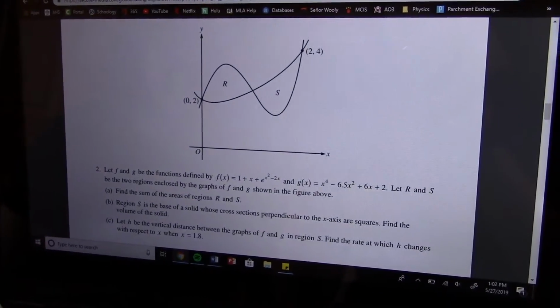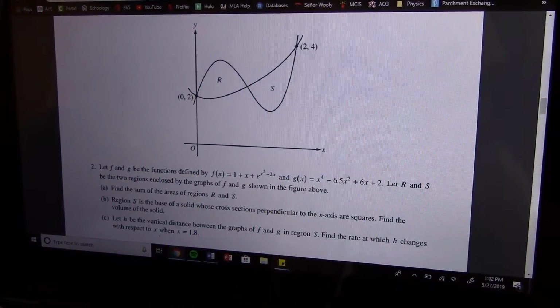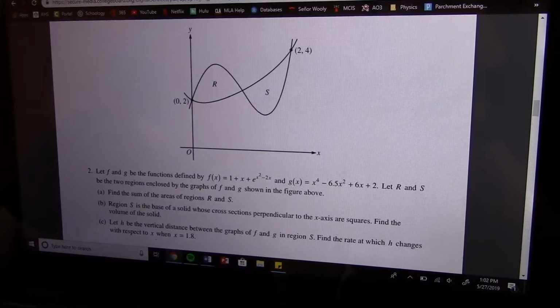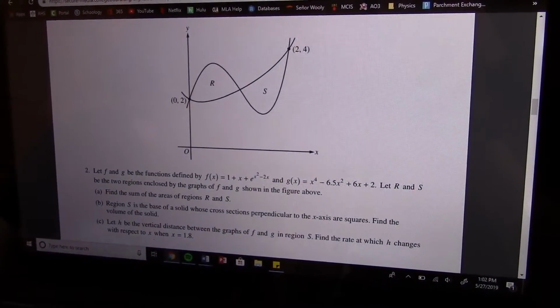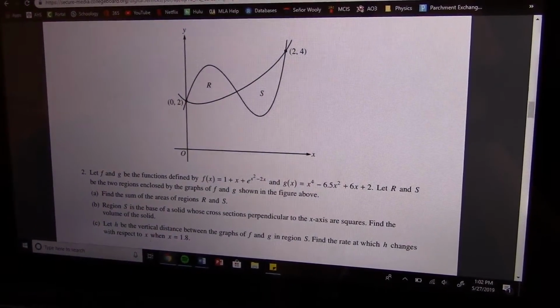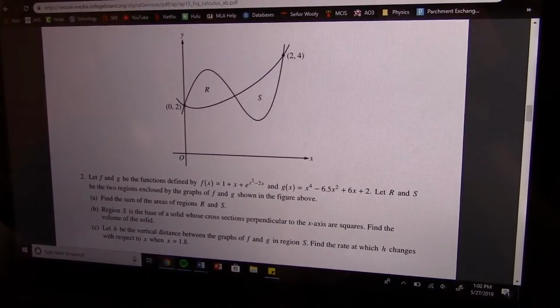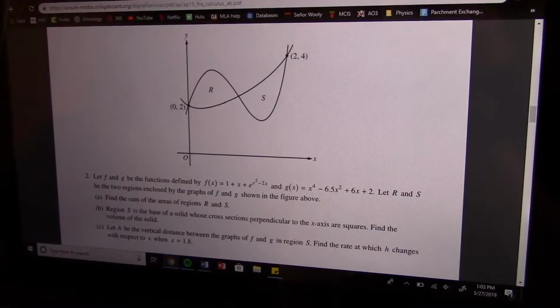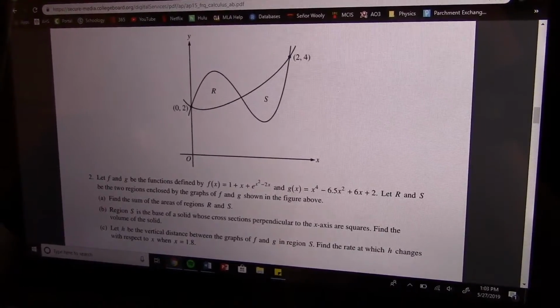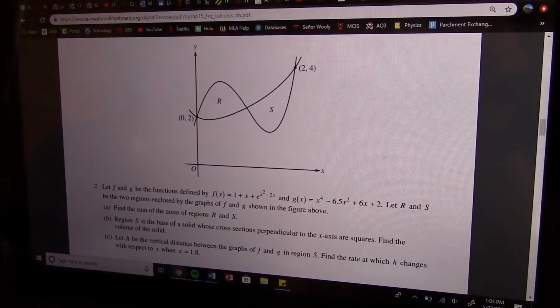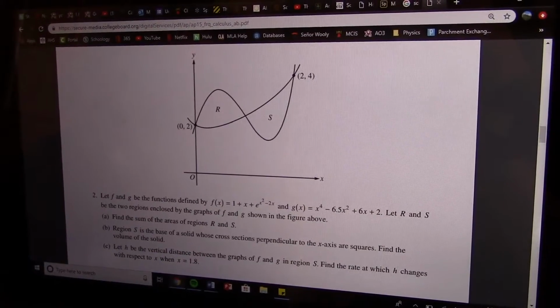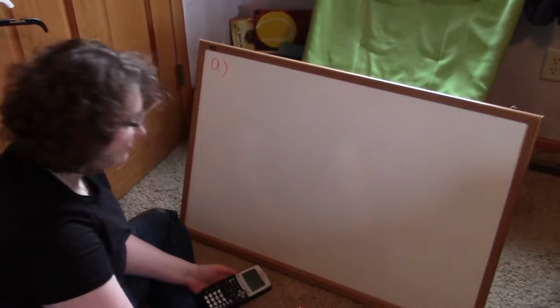Let f and g be the functions defined by f of x equals 1 plus x plus e to the x squared minus 2x, and g of x equals x to the fourth minus 6.5x squared plus 6x plus 2. Let R and S be the two regions enclosed by the graphs of f and g shown in the figure above. Part A. Find the sum of the areas of regions R and S.